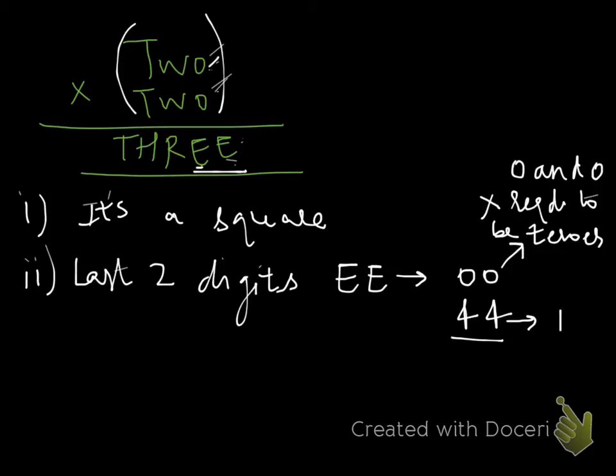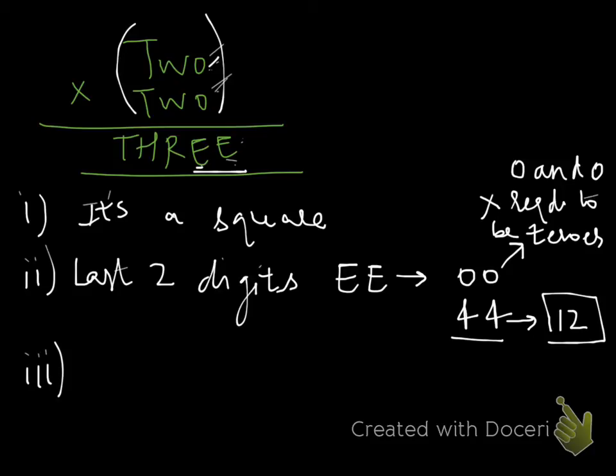So we are left with only one possible answer, 4 4. EE could only be 4 4. And from where do we get 4 4? How do we get 4 4 at the end? Go back to the numbers from 0 to 25. Where do we see 4 4 at the end? We see 4 4 at the end of 12 square. 12 square is 144.